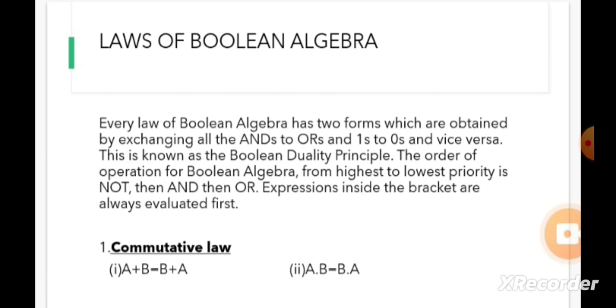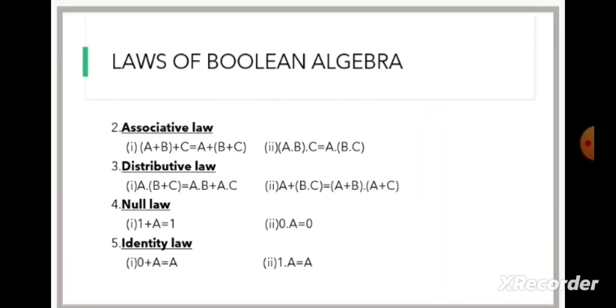First one is the commutative law, which states that a plus b equals b plus a. Now when we change the ORs to ANDs, we get a dot b equals b dot a. Next, 2 and 3 are the associative and distributive laws, just as we have discussed in the postulates. And the fourth one is the null law, where it states that 1 plus a equals 1. And now when we change the ones to zeros and ORs to ANDs, we get the second form of the null law, that is 0 dot a equals 0. And in the same way, when we change the identity law, we get the second form.